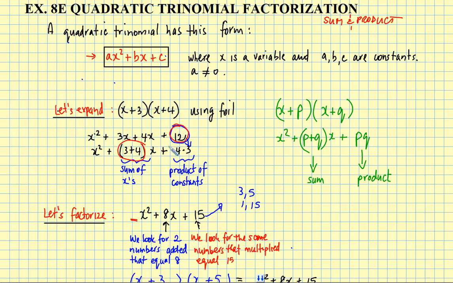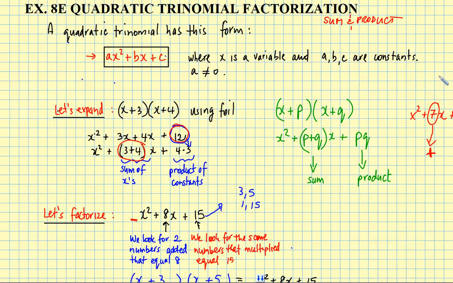So the question basically is, if we were looking at this backwards, if you were given x squared plus 7x plus 12, what two numbers multiplied together give us this product of constants, which is 12, but those same two numbers added together give us 7? So again, the middle x part is addition, and the constant is a product: what two numbers multiplied give us 12 and added give us 7.